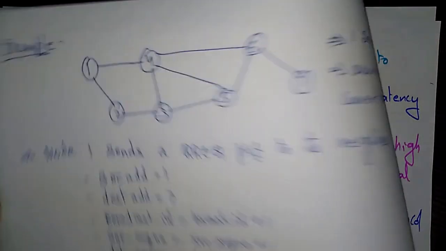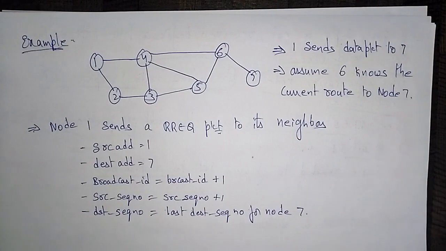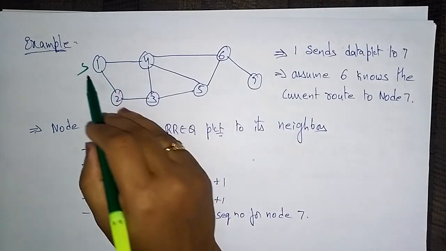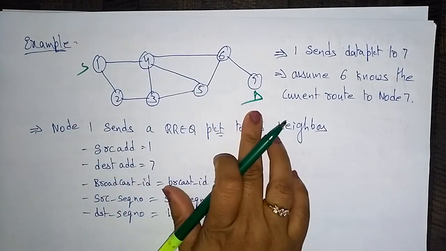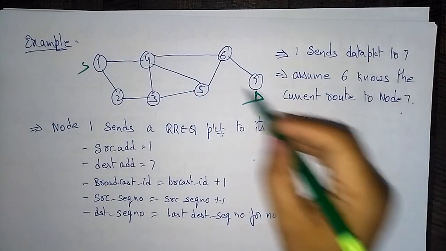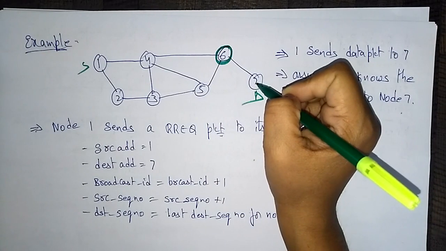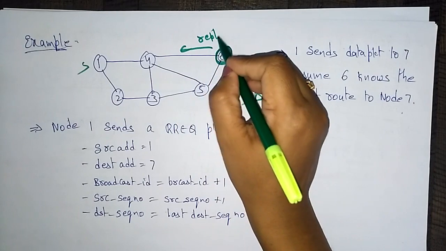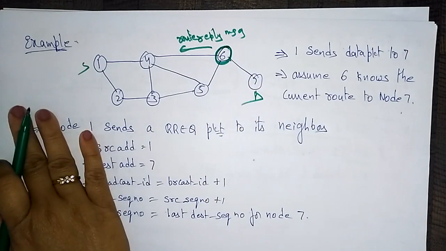So let's see a simple example. This is an example here, AODV. So here these are the nodes. Let us take this one as the source, which sends a data packet to 7. It wants to send the data packet to 7, the source and the destination. So assume 6 knows the current route to node 7. Whenever 6 knows the correct route, then what will 6 do? 6 will send the route reply message to the source.